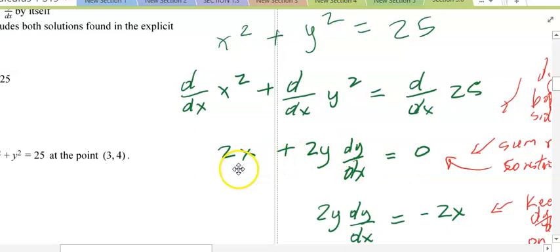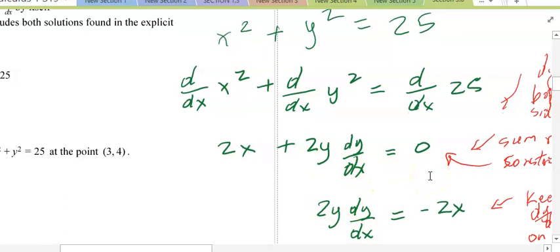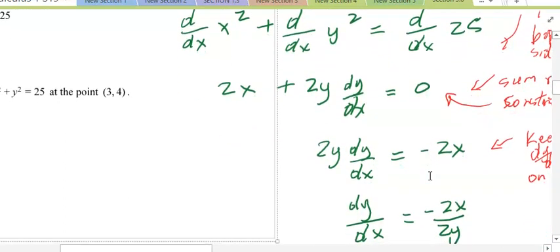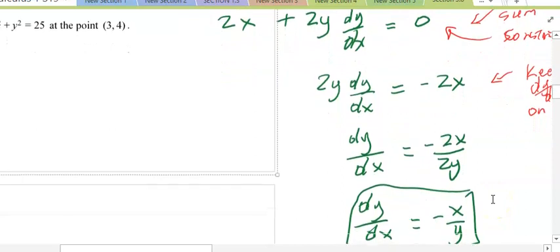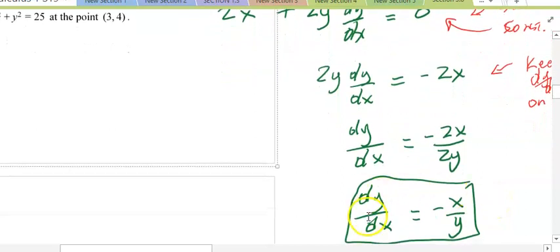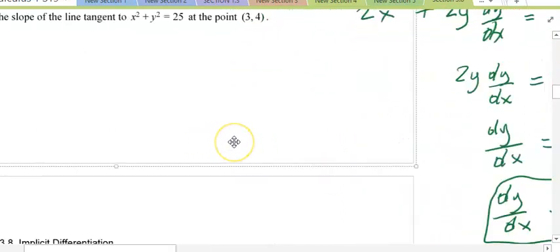If we bring the 2x over, we have 2y dy/dx is equal to negative 2x, and then divide both sides by 2y, we have dy/dx is equal to negative 2x over 2y, and then we can simplify that. dy/dx is equal to negative x over y.